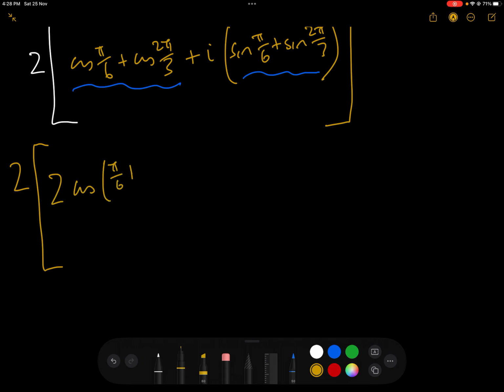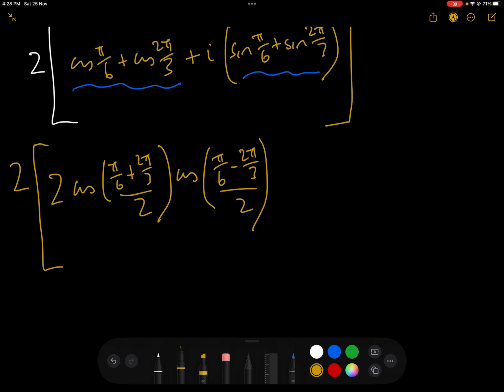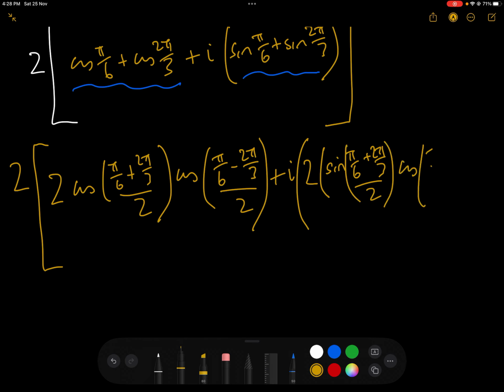That will give us cos A plus cos B is 2 cos of (pi over 6 plus 2 pi over 3) over 2, times cos of (pi over 6 minus 2 pi over 3) over 2, plus i, and let's put that in another bracket, 2, and this is the sine A plus sine B, sine of (pi over 6 plus 2 pi over 3) over 2, times cos of (pi over 6 minus 2 pi over 3) over 2.